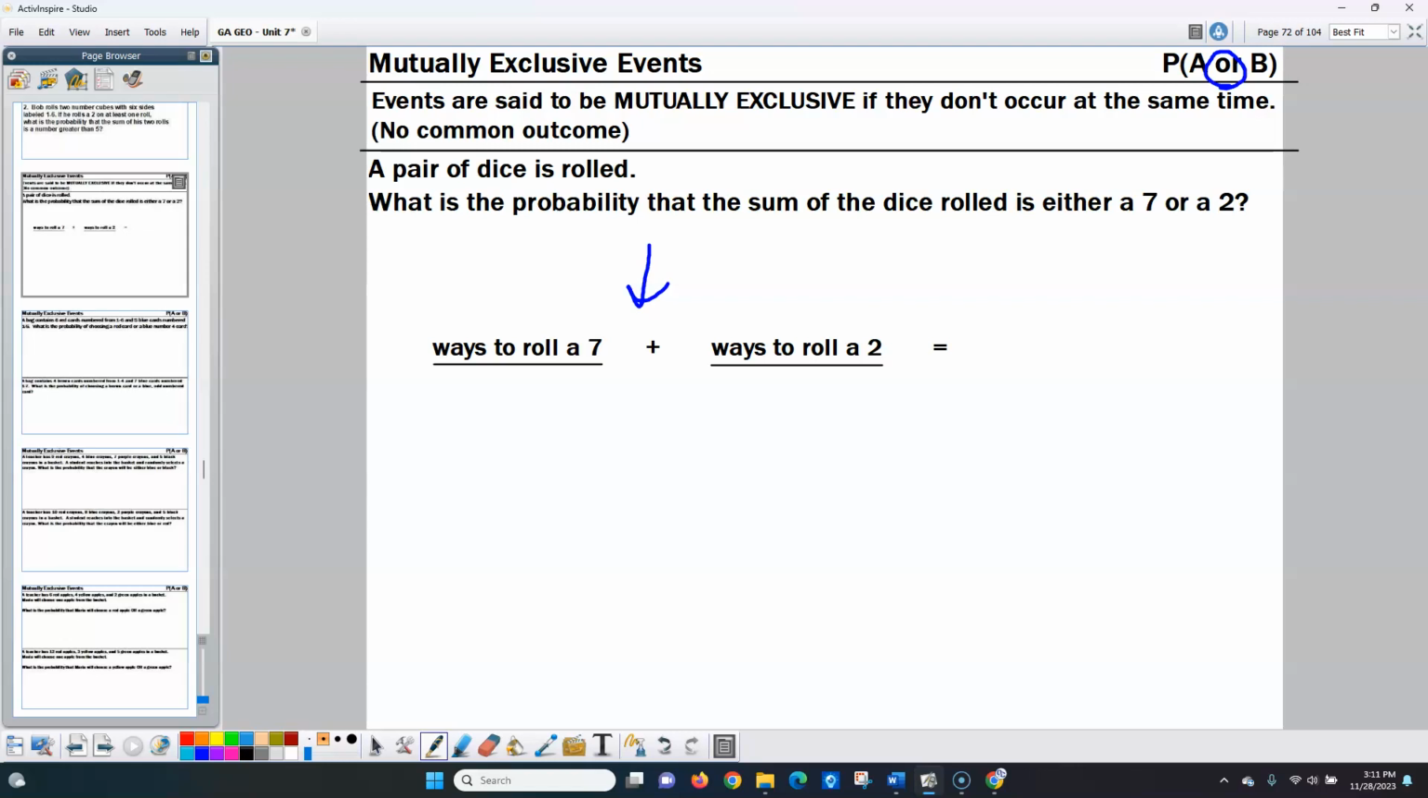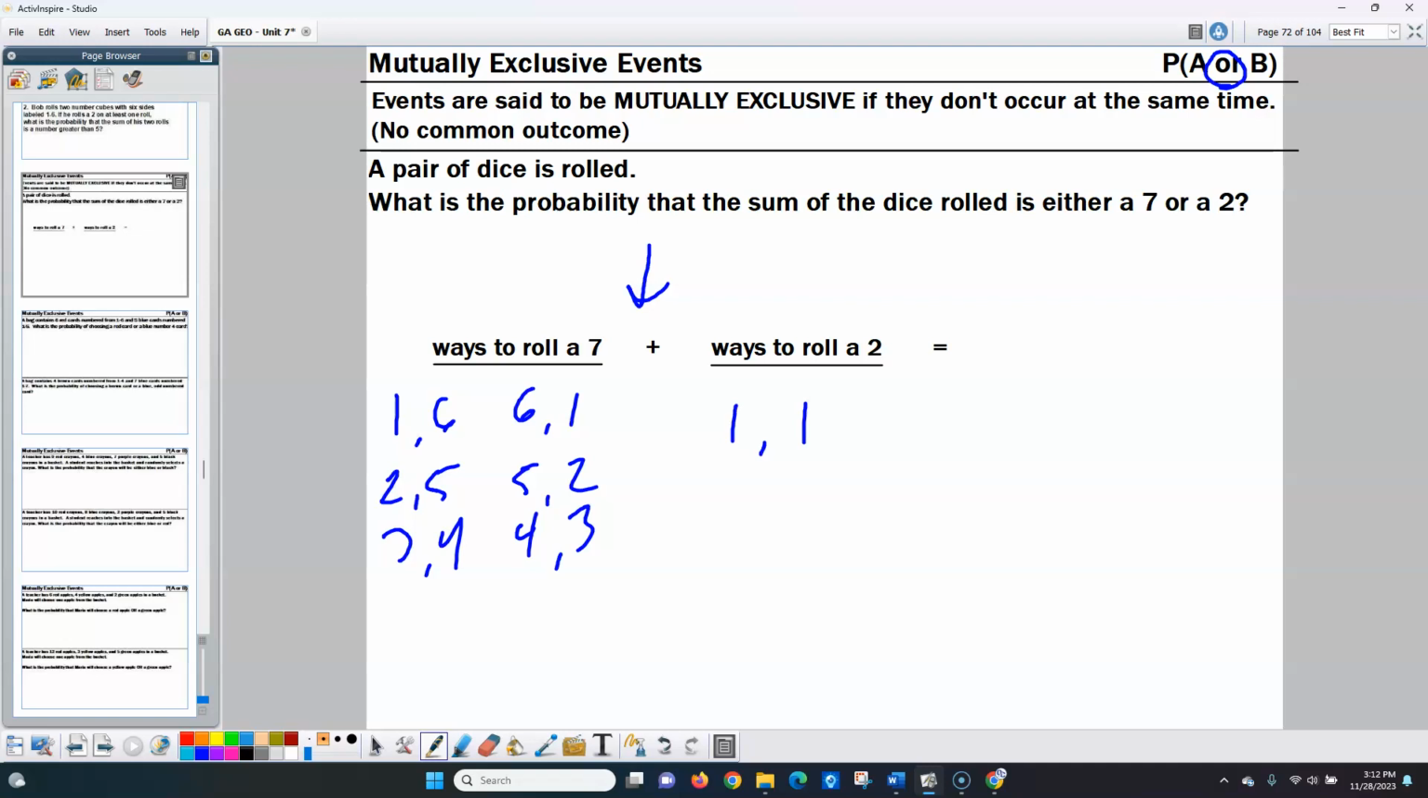Well, how can I roll a 7? Well, I could roll a 1 6, 6 1. I could roll a 2 5, 5 2. I could roll a 3 4, 4 3. And is that it? I think that's it. It's all the ways I could roll a 7 if I have two number cubes. Ways to roll a 2. Well, how can I roll a 2? 1 1. That's it. Nothing else.